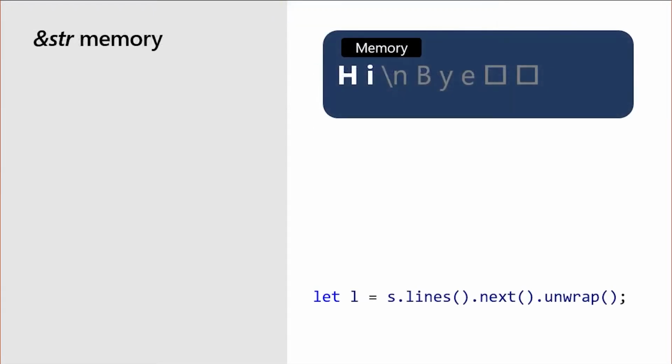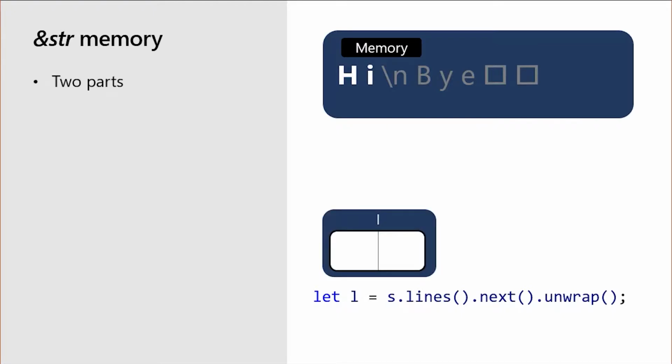Let's look at code that finds the first line of the string s. We do this with the lines method. We call next on the return value from lines to get the next line, which in this case is the very first line. And then we call unwrap, which will crash our program if the string contains no lines, something we know is not the case since the string in question, s, has 2 lines. We store this in a variable called l, which is of type &str.